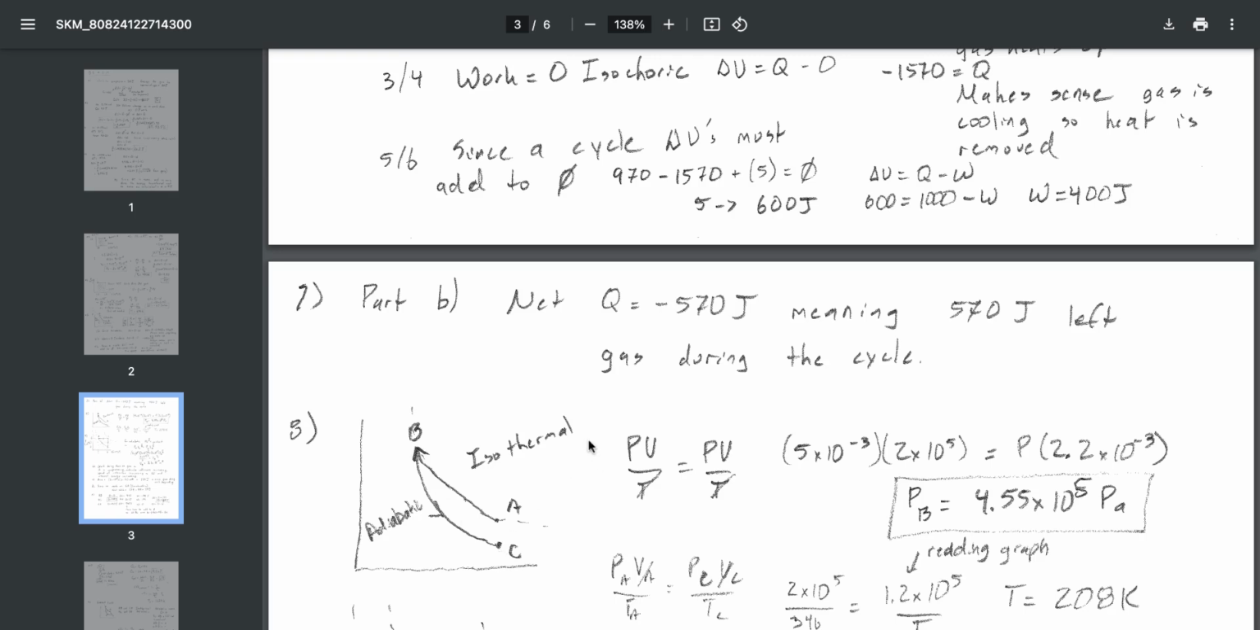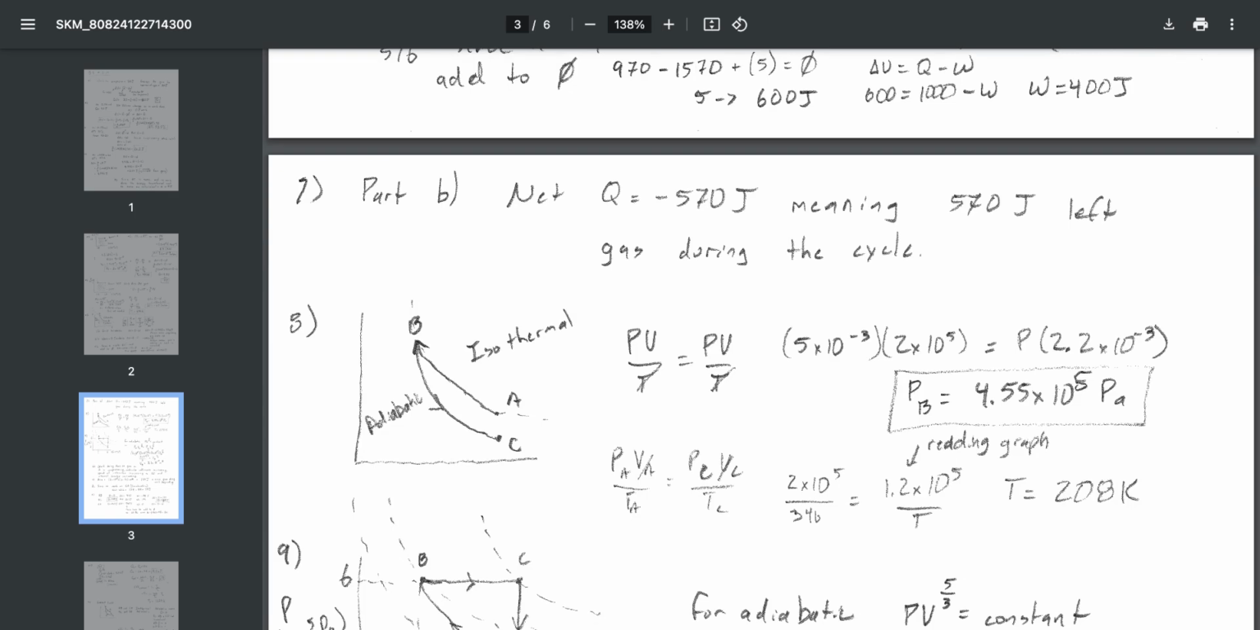And calculate the pressure at B. So just use PV over T. And when you do that, you have the pressure, you got the volume. The temperature is the same because it's isothermal, so the T's cancel out there.